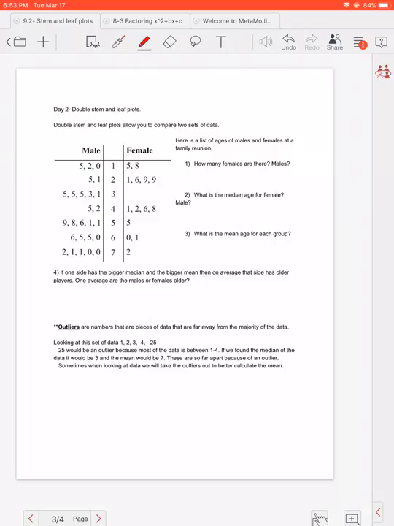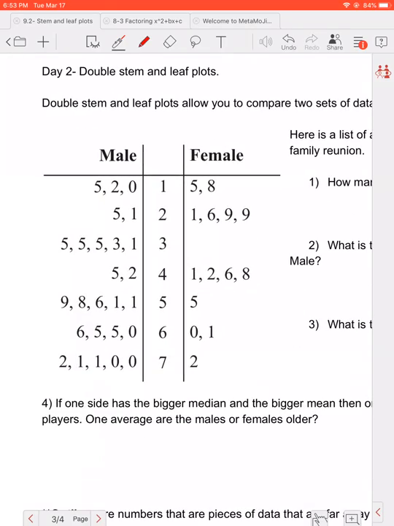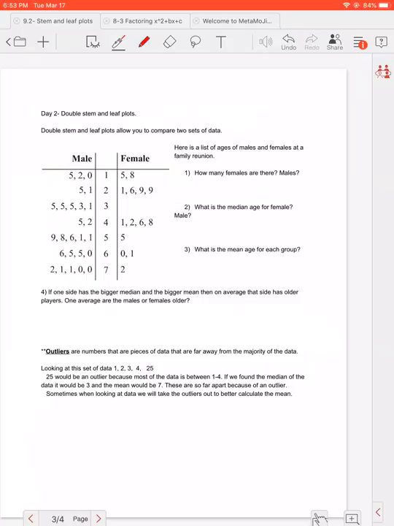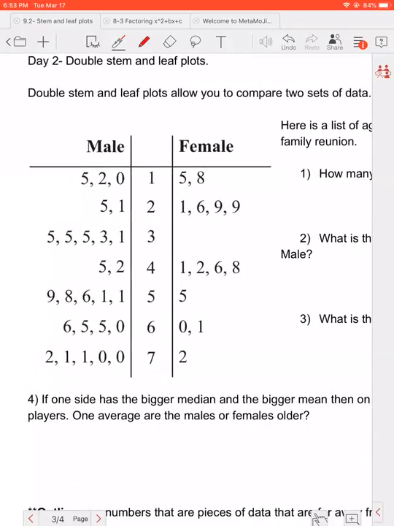Okay, so in this one we have male versus female. The middle column is our tens place. So in this case, I believe this is the age of females at a family reunion. So we have one female who's 15 and one male who's 10. And we have a male who's 12 and a male who's 15 and a female who's 18.